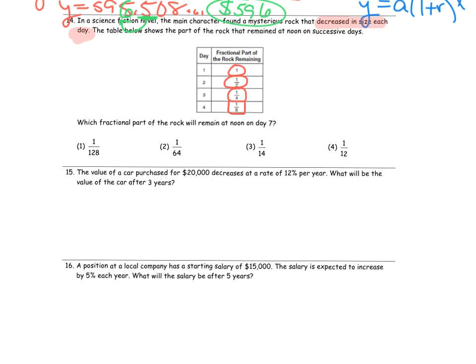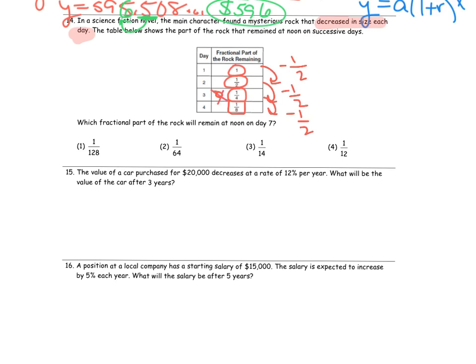This is not linear. Remember, linear means constant rate of change. This is not decreasing by a constant amount. If this was linear, it would be being subtracted by a half each time. But it's not. Right? We have 1/2. This would have then needed to be 0 if it was linear, but it's not linear.